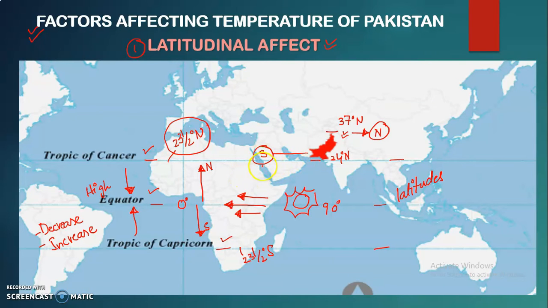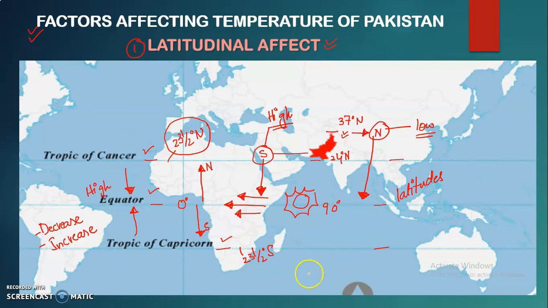The southern part of Pakistan is closer to the equator as compared to the northern part of Pakistan. This is one reason that the southern portion has the higher temperature as compared to the northern one, which is more away from the equator and has a lower temperature. This is the first factor because of which the temperature mainly varies in Pakistan, which is called the latitudinal effect.